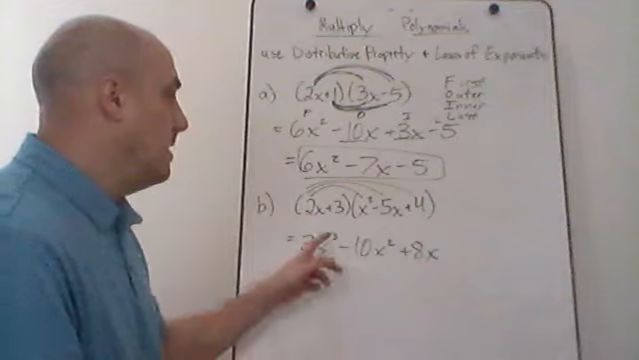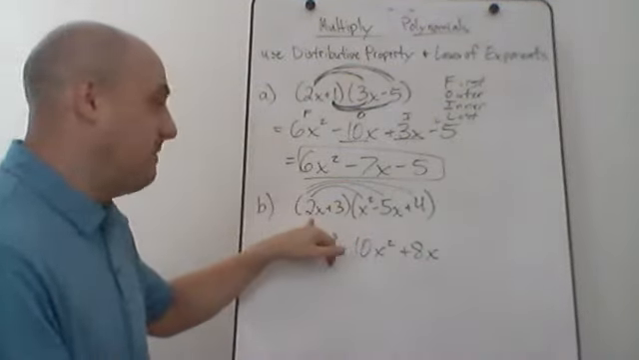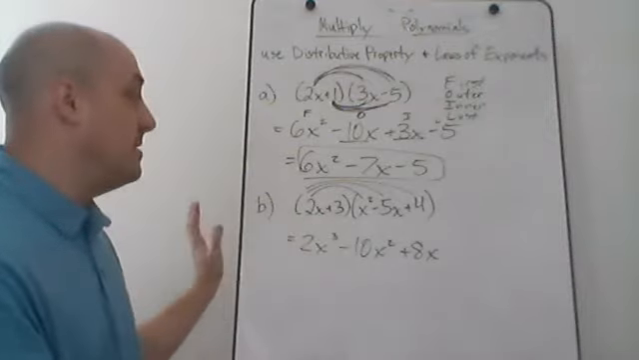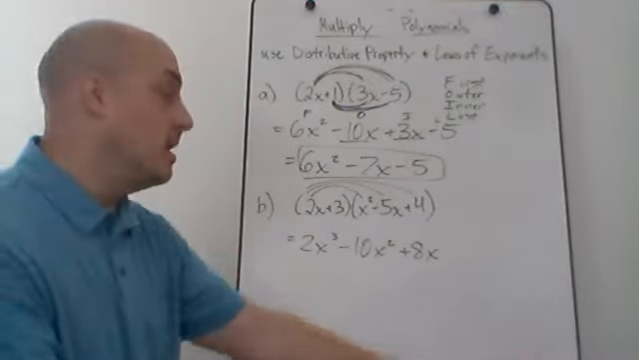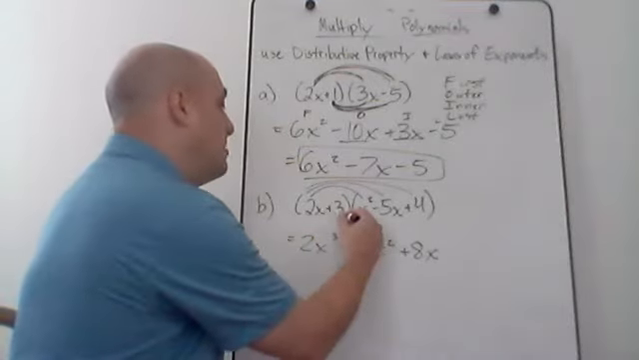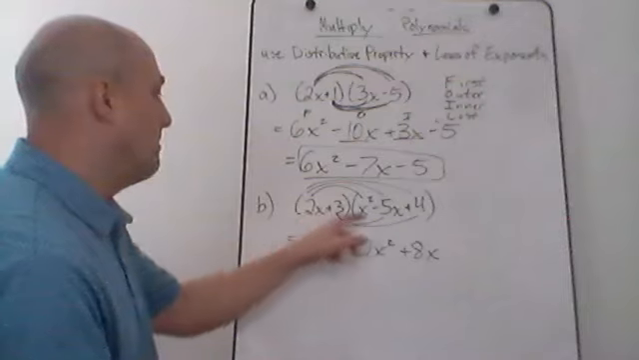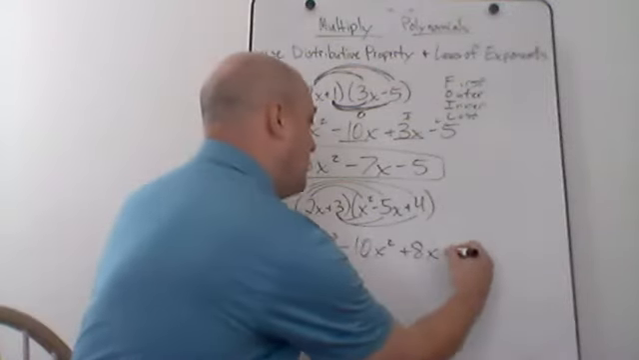Right, so again, it doesn't matter how many terms I have in either one of those parentheses. I start with the first term in the first parentheses. I distribute that to everything in the second parentheses. Then I move to the next term in the first parentheses, and I distribute that to everything that's in the second parentheses.